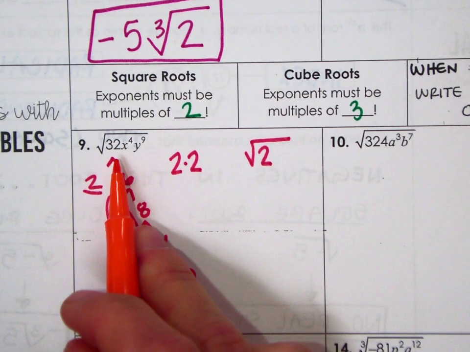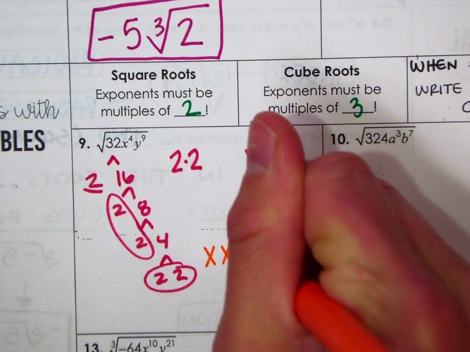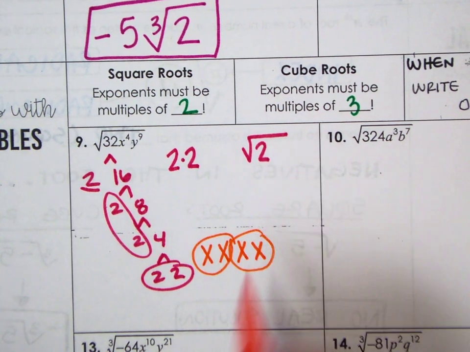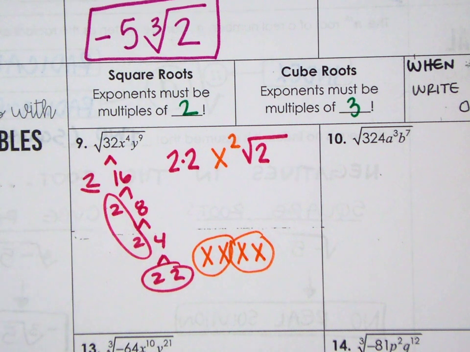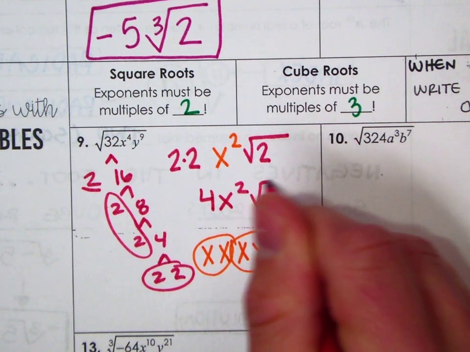Now for your letters, all right? It's kind of the same thing. I have x to the 4th, so I'm going to write x 4 times, and I'm looking for groups of 2. So I have 1, 2. 2 groups of 2. So on the outside, I'm going to have x squared, nothing left on the inside. And so my final answer is going to be 4x squared, square root of 2.